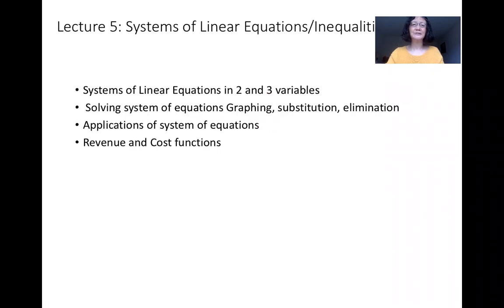In this video, we'll talk about systems of linear equations / inequalities, part 2. Topics include systems of linear equations in 2 or 3 variables, solving systems of equations using graphing, substitution, and elimination methods, and applications of systems of equations, revenue and cost functions.